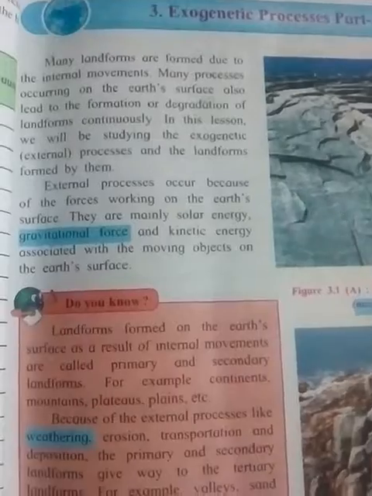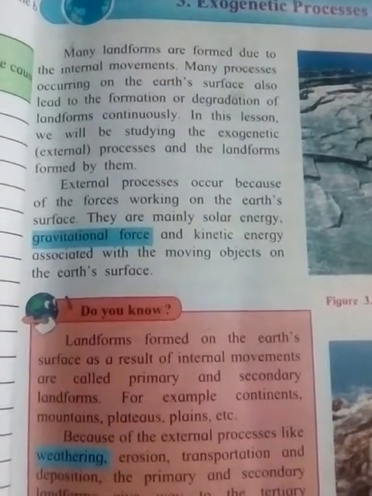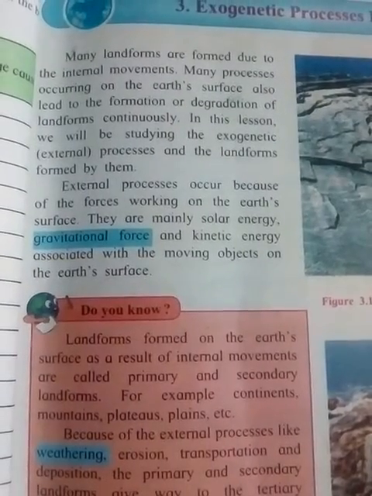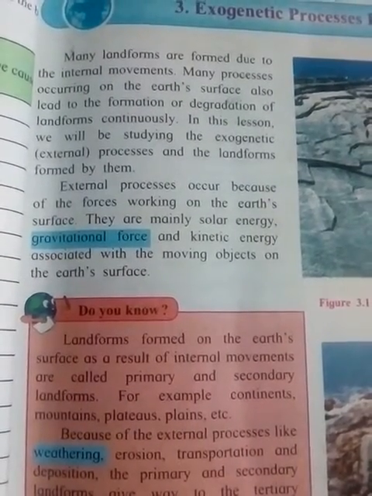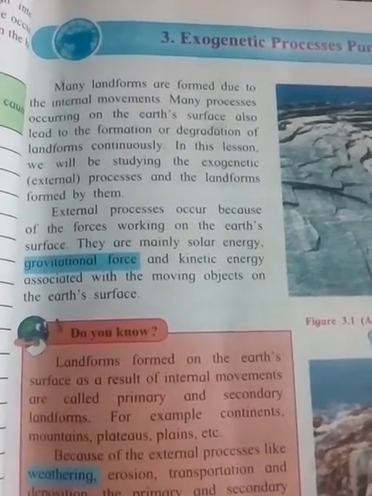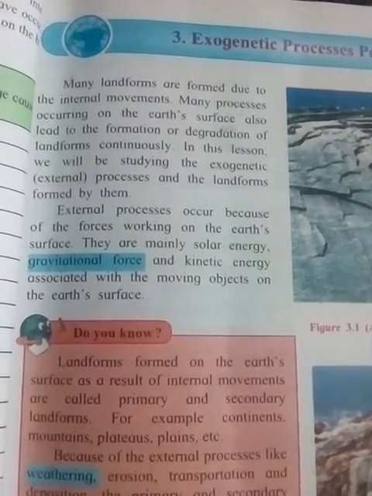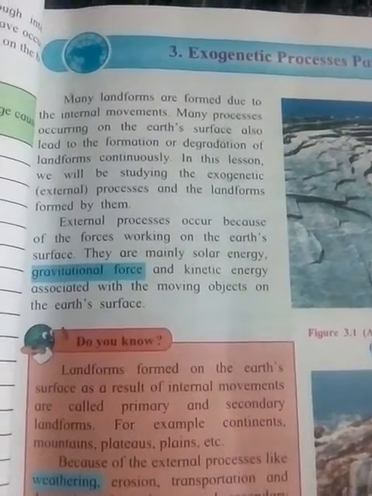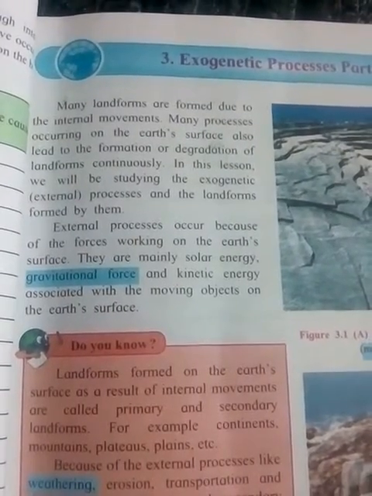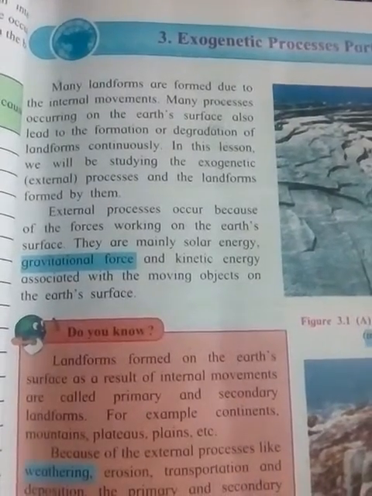External processes occur because of the forces working on the Earth's surface. They are mainly solar energy, gravitational force, and kinetic energy associated with the moving objects on the Earth's surface. That means in this topic we will be studying the exogenetic, that means the external process, which occurs because of the gravitational force, solar energy, and the kinetic energy.